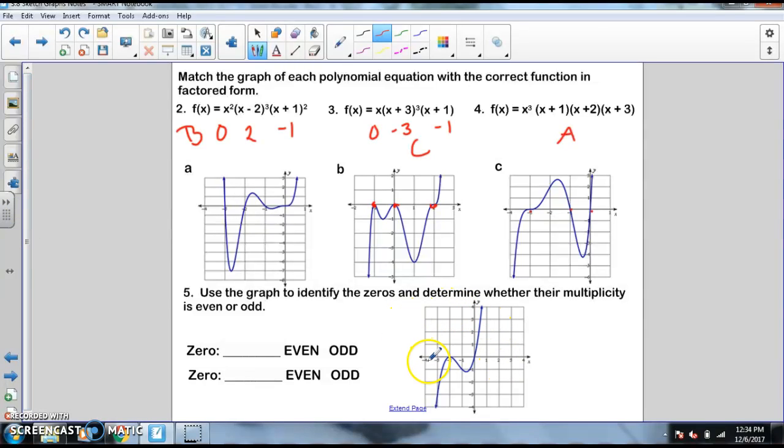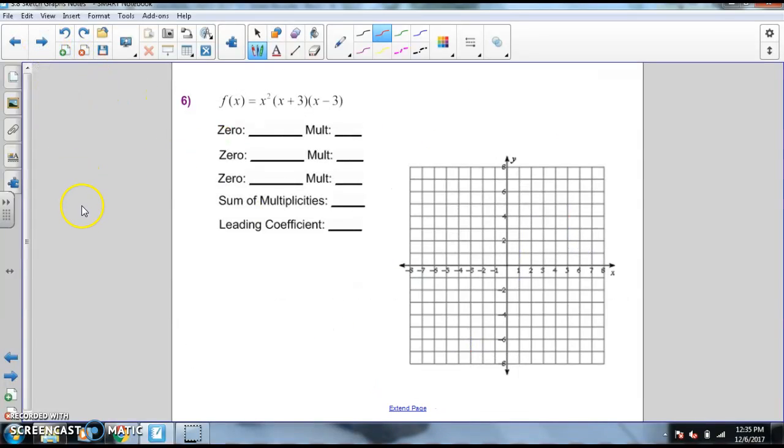Let's go ahead and identify zeros here and determine whether their multiplicity is even or odd. So my zeros come from my x-intercepts. So I have -2 and 0. And I'm going to look at -2. If the graph bounces there, that means I have an even multiplicity. And then at 0, my graph passes through, so it means I have an odd multiplicity. Okay, so just some vocab stuff there. Let's go back to graphing and make sure we're okay with this.